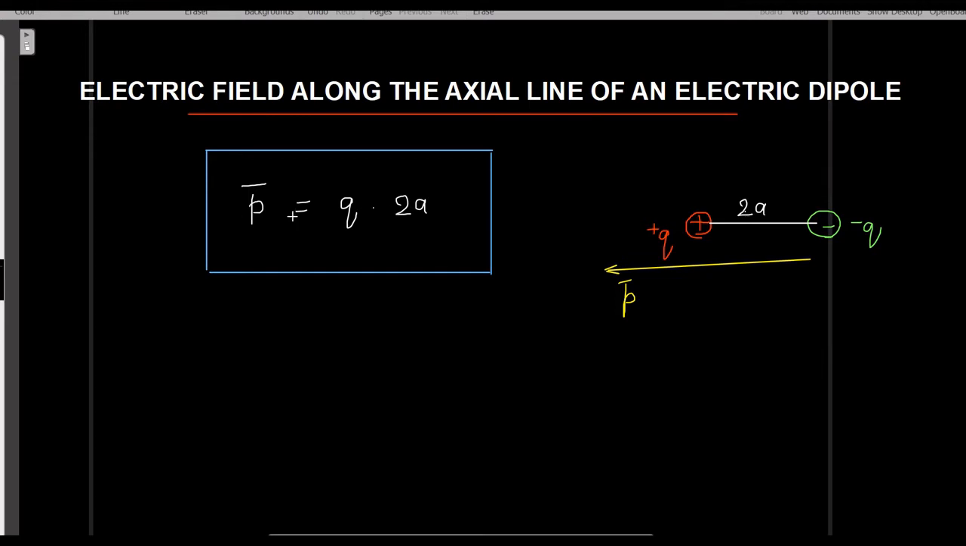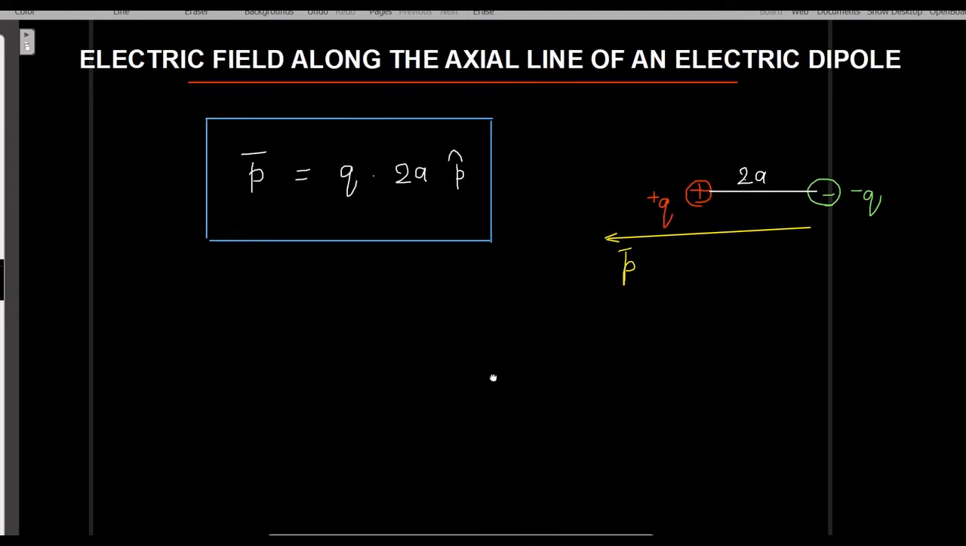Now since it is a vector quantity, we represent the dipole moment with a vector notation also. Here we can write P unit vector, P cap. So this is the direction of dipole moment. So dipole moment P is represented as q into 2a into unit vector P. So here the magnitude is given and direction is also represented. Okay.